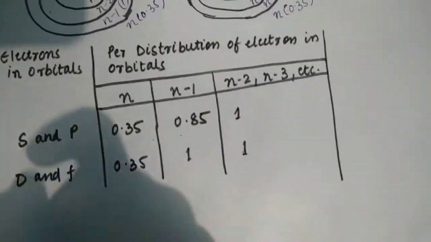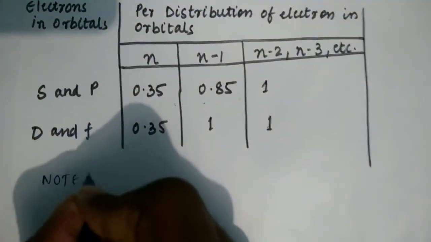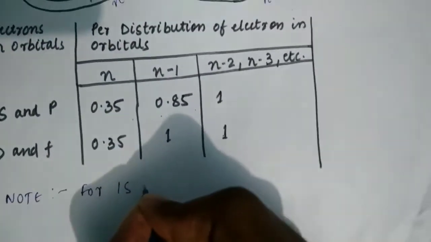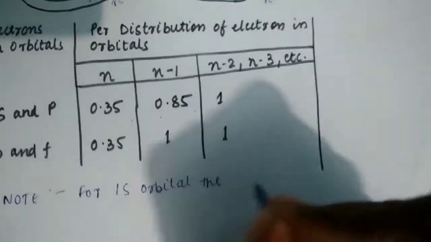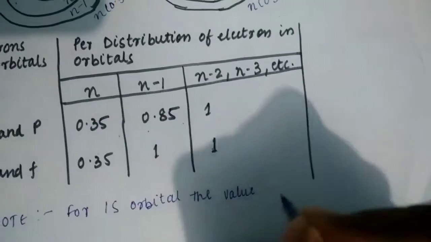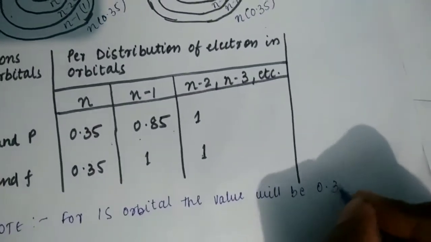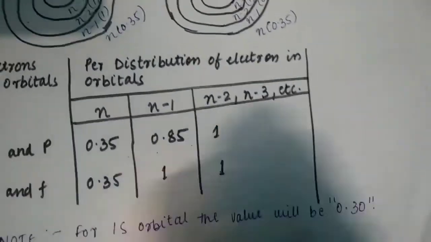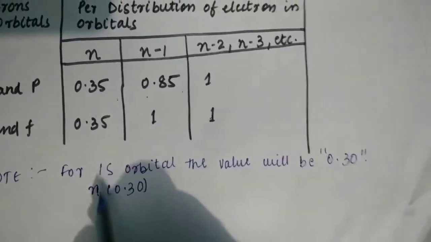We should also note that for the 1s orbital, the value will be 0.30. It should be noted. It means n becomes 0.30 only if the orbitals are present in the 1s shell.